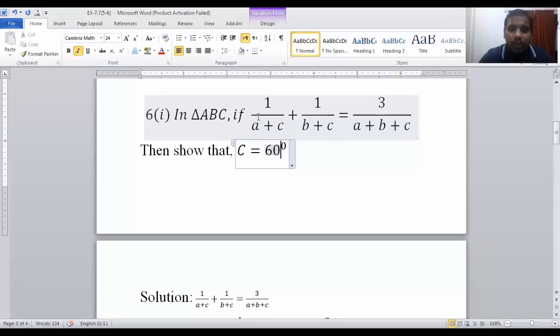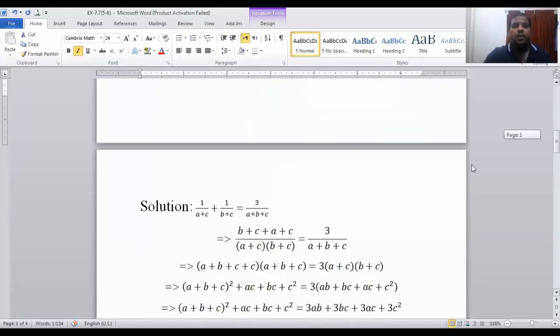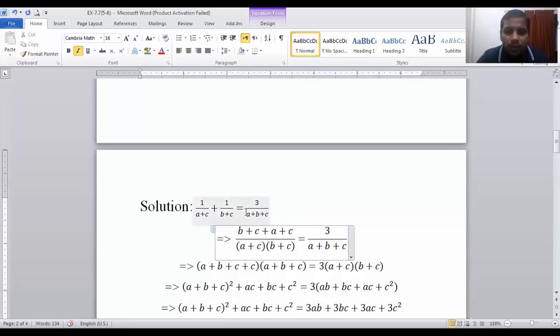So we are starting from the left side. Sorry, we are starting from the given statement. 1 by (a plus c) plus 1 by (b plus c) is equal to 3 by (a plus b plus c). We just take the LCM on the left side, (a plus c) and (b plus c). So it would be 1 into (b plus c), that means b plus c, and 1 into (a plus c), that means a plus c. The rest of the things are the same.